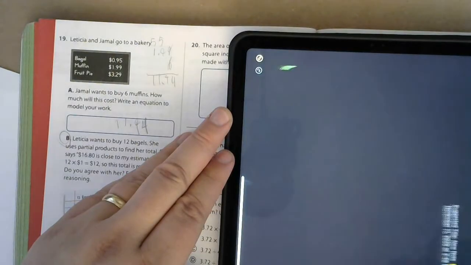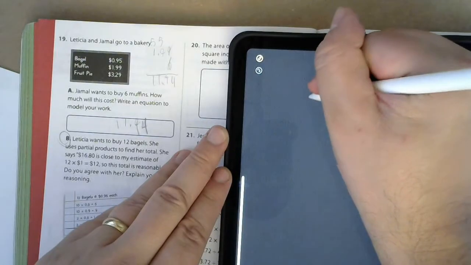Oops, I lost my page. That's not what you want. Let me start that again.